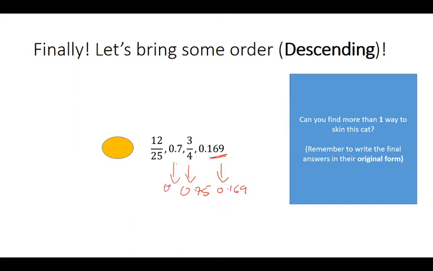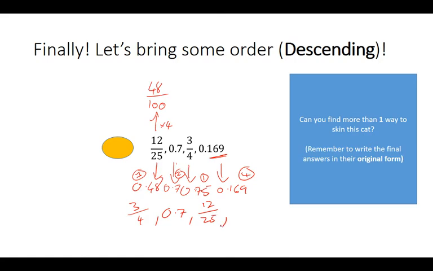This is already in a decimal. So is this. Here I'll have to do some work. So I'll get it over 100 first. That will give me 4 times 12 is 48. So that's 0.48. In order, descending 1, 2, 3, 4, back to the original form. That will be 3/4, 0.7, 12 over 25, and 0.169. Done. You must always remember to put them back into the form you found them.